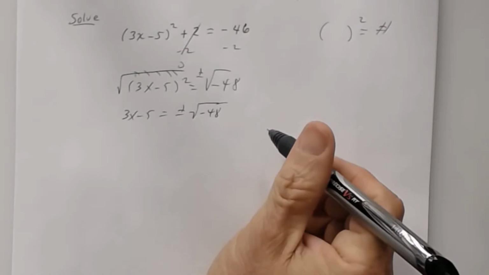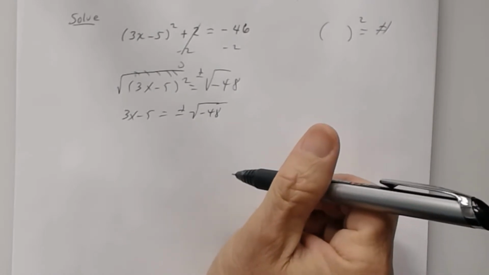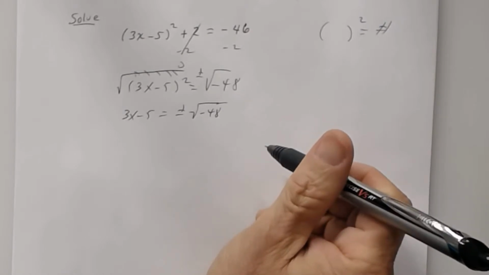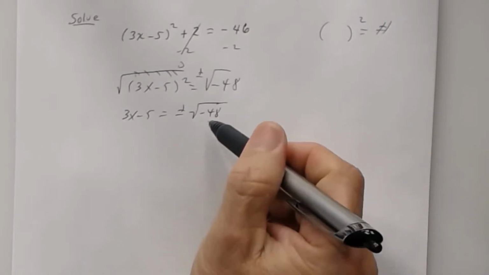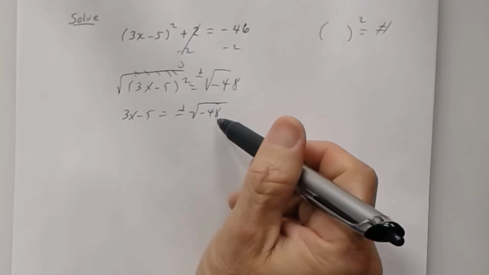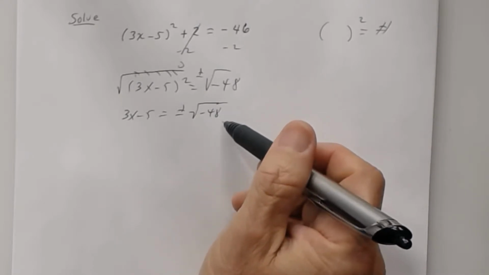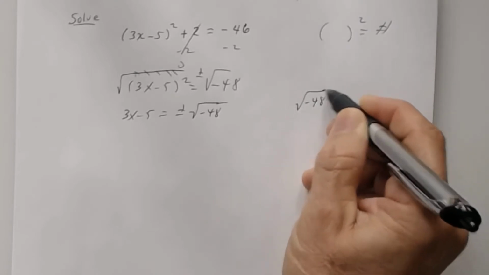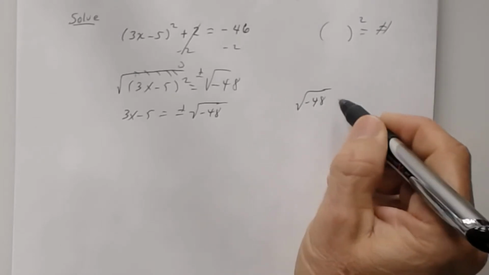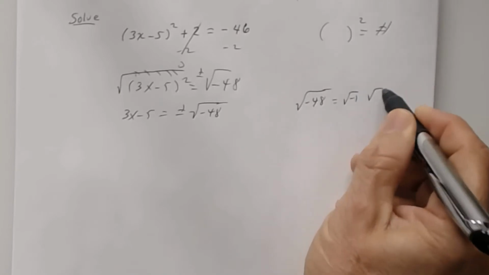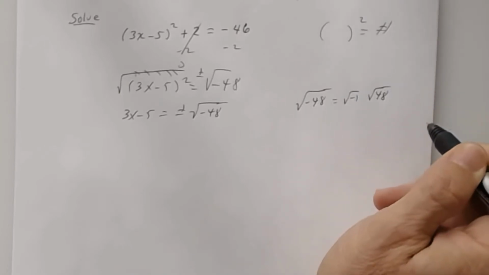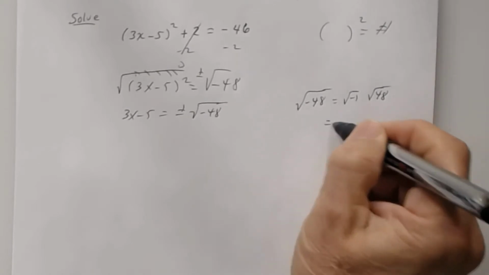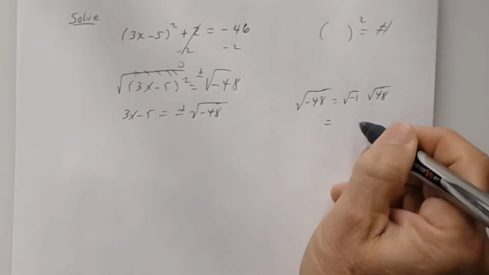So what else do you have to remember? You are taking the square root of a negative number. The other thing is you have to simplify that radical. So off to the side, you have the square root of negative 48. That's the square root of negative 1 times the square root of 48, and the square root of negative 1 is i.